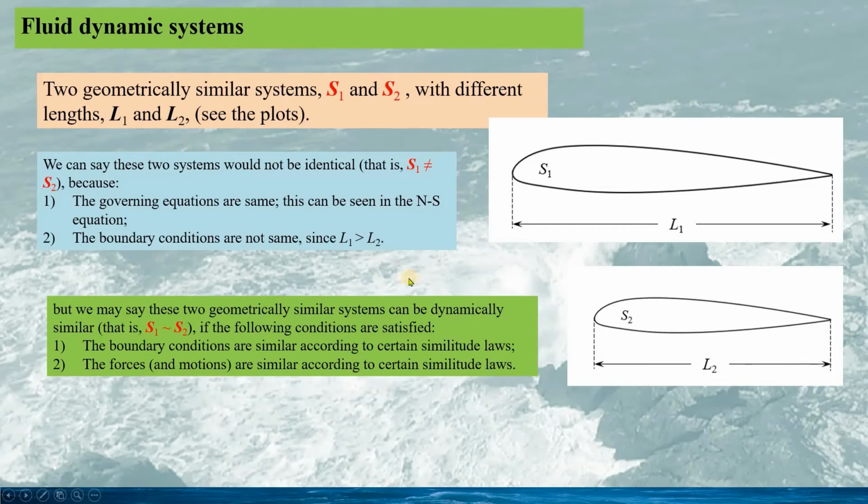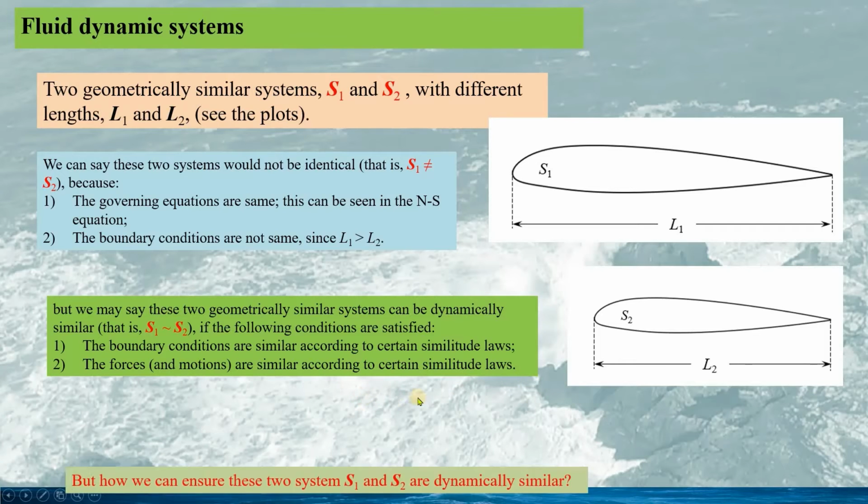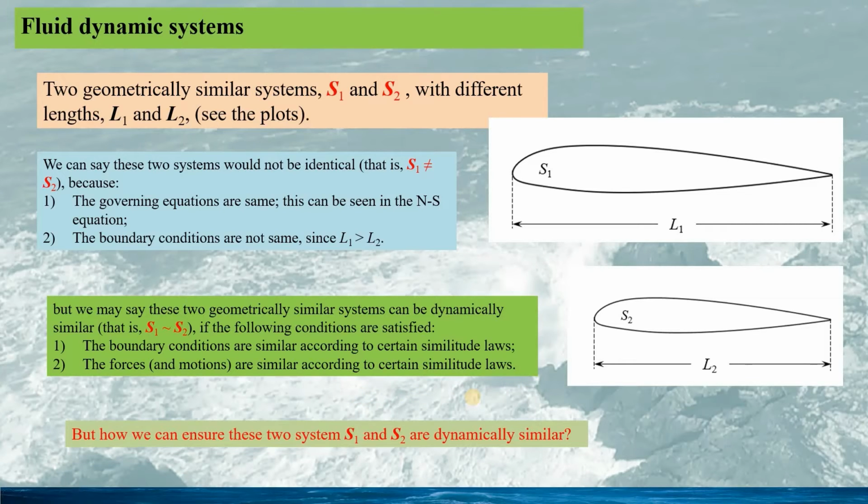However, we may say these two geometrically similar systems can be dynamically similar, that is, S1 is similar to S2, if the following conditions are satisfied. The boundary conditions are similar for both systems according to certain similitude laws. The force and hence the motion are similar according to certain similitude laws. But the question is how we can guarantee these two systems S1 and S2 are dynamically similar.